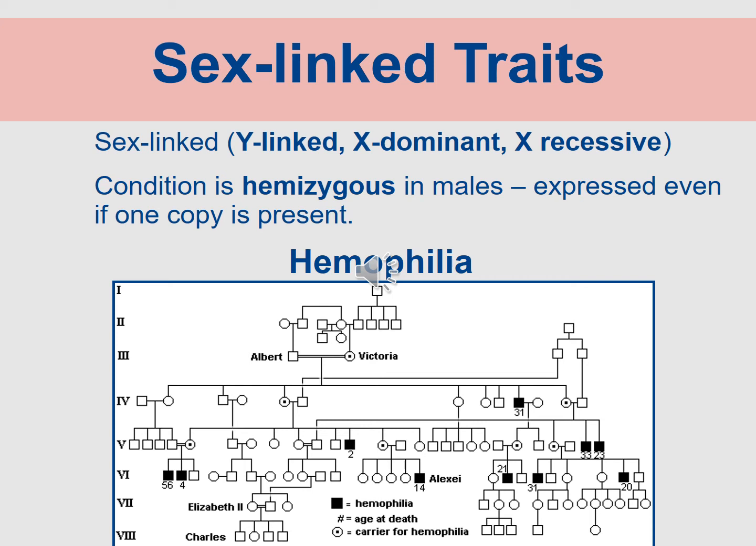You'll notice that none of the females in this lineage actually had hemophilia, right? The females, like Queen Victoria, were the only ones that were carriers, meaning they only had 1 copy, but the trait was not expressed. Hemophilia is a condition that doesn't allow your blood to clot properly, and you bleed a lot, almost to death. 1 cut could actually kill you.